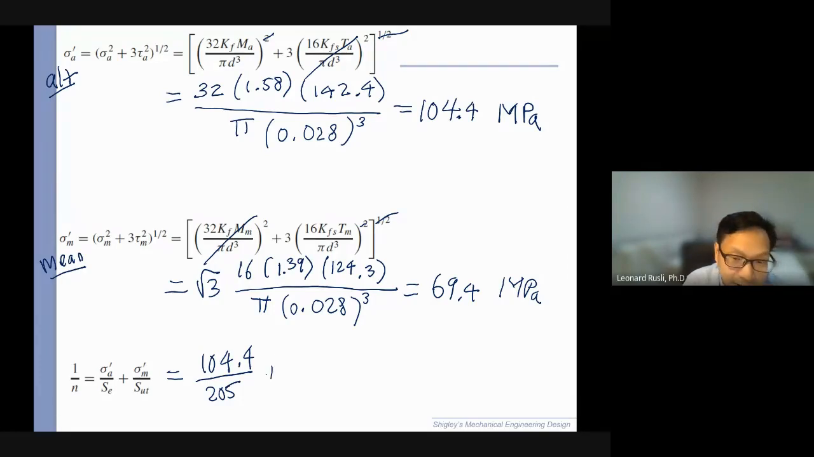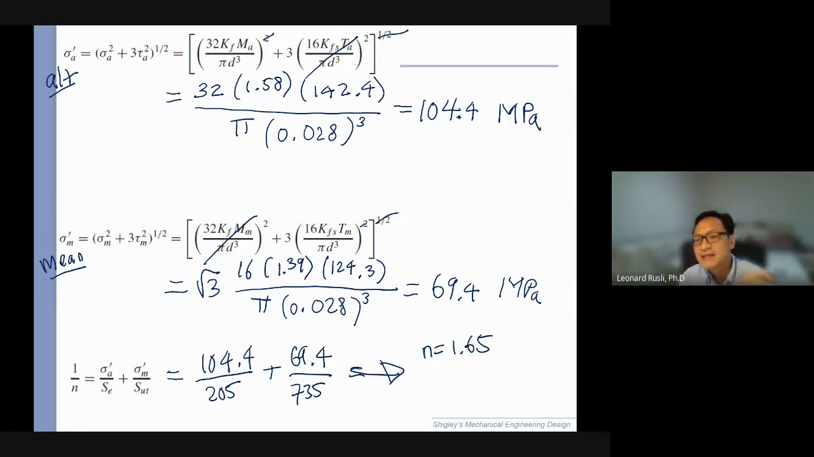And 69.4 divided by 735 is the ultimate strength. So I solve this, n is equal to 1.65. So what does this mean? What does 1.65 means? Can anybody tell me how to read that number in English?